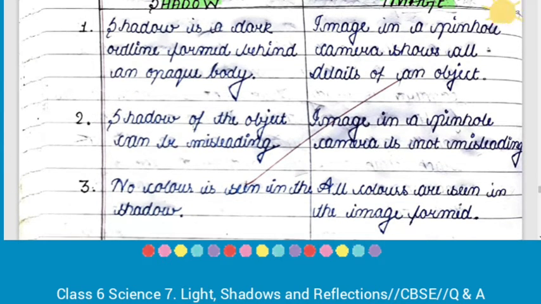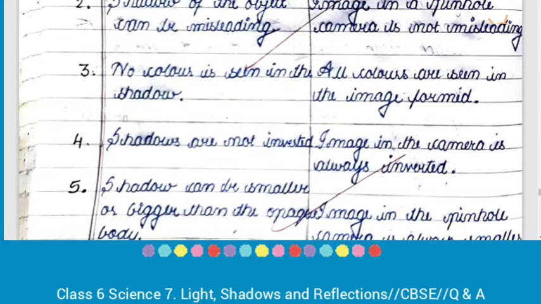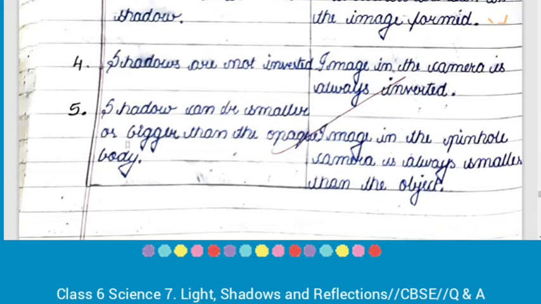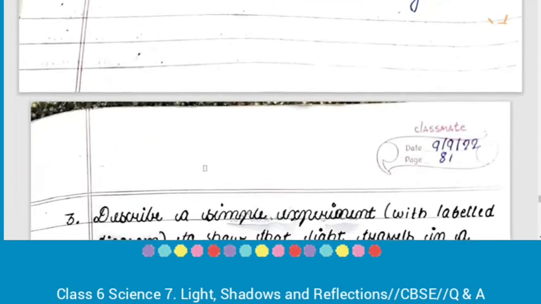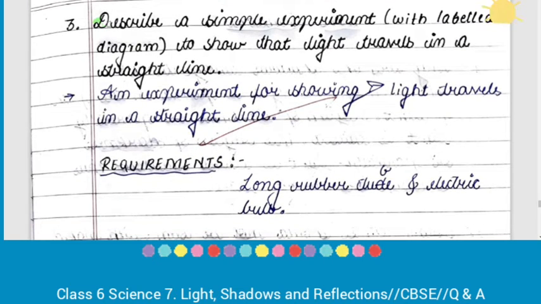Second difference is shadow of the object can be misleading, whereas image in a pinhole camera is not misleading. Third difference, no color is seen in the shadow and all colors are seen in the image formed. Fourth one, shadows are not inverted, whereas image in the camera is always inverted. Last difference, shadow can be smaller or bigger than the opaque body, whereas image in the pinhole camera is always smaller than the object.